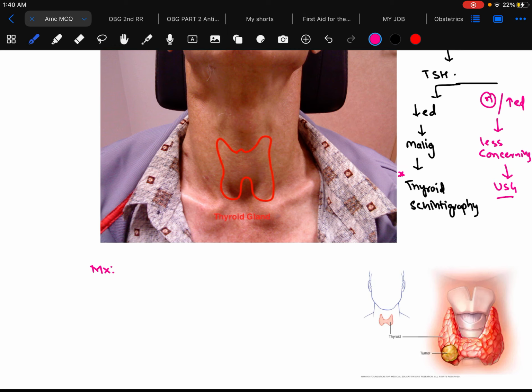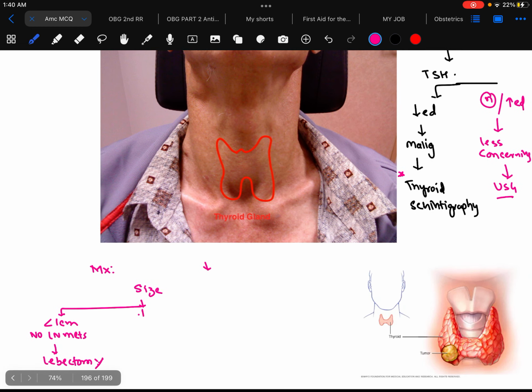Remember that if any patient has a suspicious malignant thyroid nodule, the first thing is they will give you the size. The management depends on the size of this thyroid nodule. If the size is less than 1 centimeter, remember this please, and there is no lymph node metastasis, you will go for lobectomy. Please remember this.